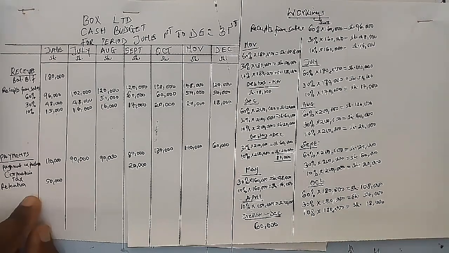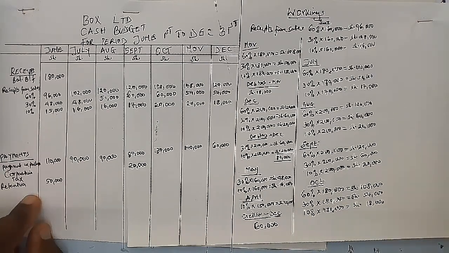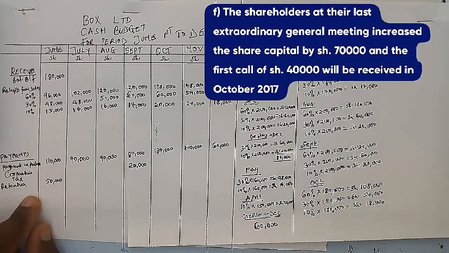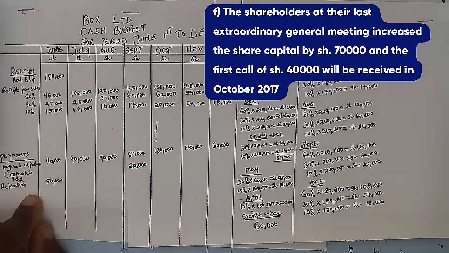2017. Then from there, part F, we are told that shareholders at their last extraordinary general meeting increased the share capital by shillings 70,000, and the first call of 40,000 was received in the month of October 2017.